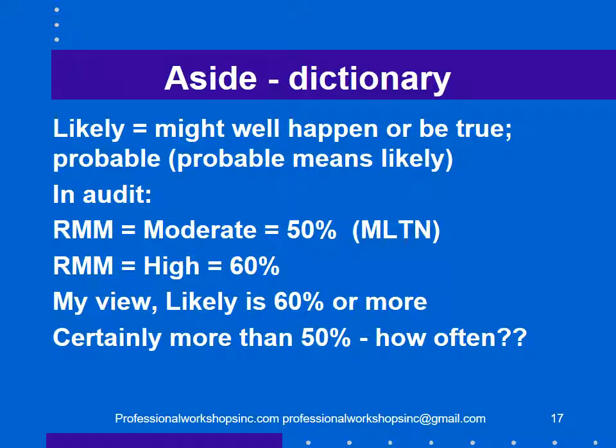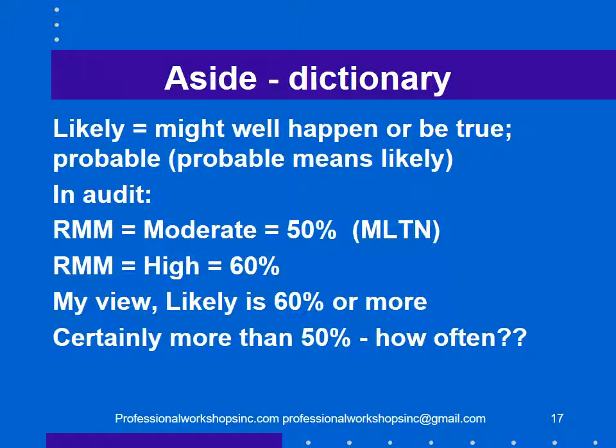And as an aside, the dictionary definition of likely: likely means might well happen or be true or probable, and the dictionary definition of probable is likely, so that's circular. Now in an audit, risk of material misstatement being moderate is 50%, and that's more likely than not. Some people think if it's high, that means there's a 60% chance. In my view, and there's no support or discussion of this in the standard, I would say that likely is 60% or more.